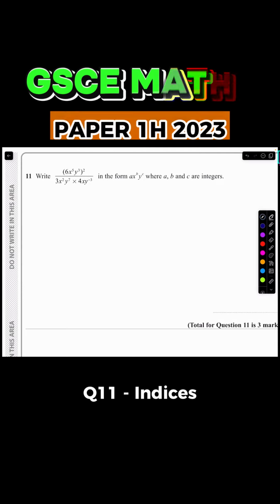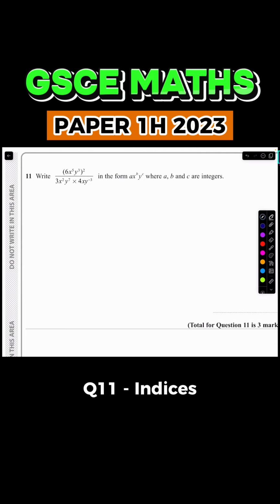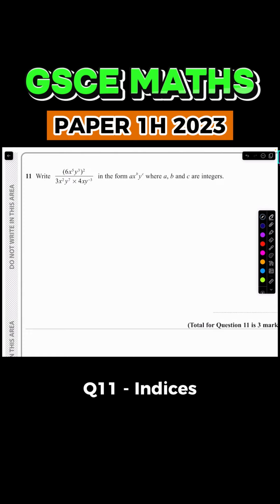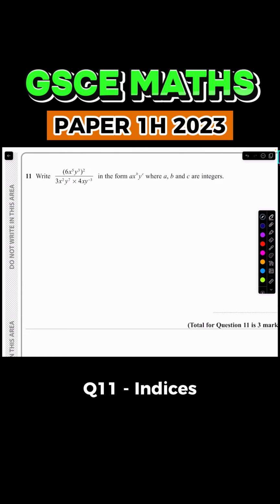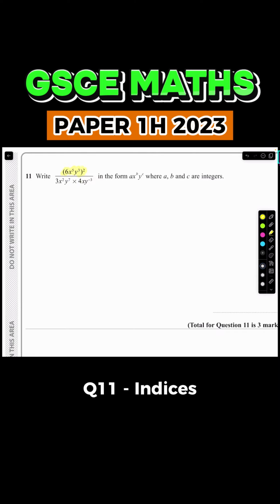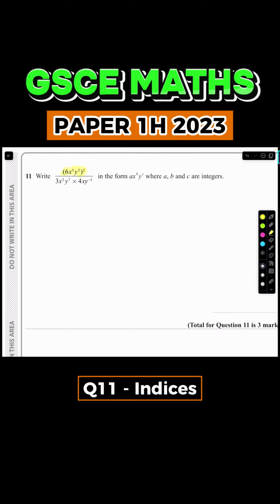We have this index number on the top and on the bottom. And we have to write this in the form ax to the power of b, y to the power of c, where a, b, and c are integers. All right, now let's focus on the top right here. What happens when you have a bracket that is being powered with stuff inside the bracket that has indexes?